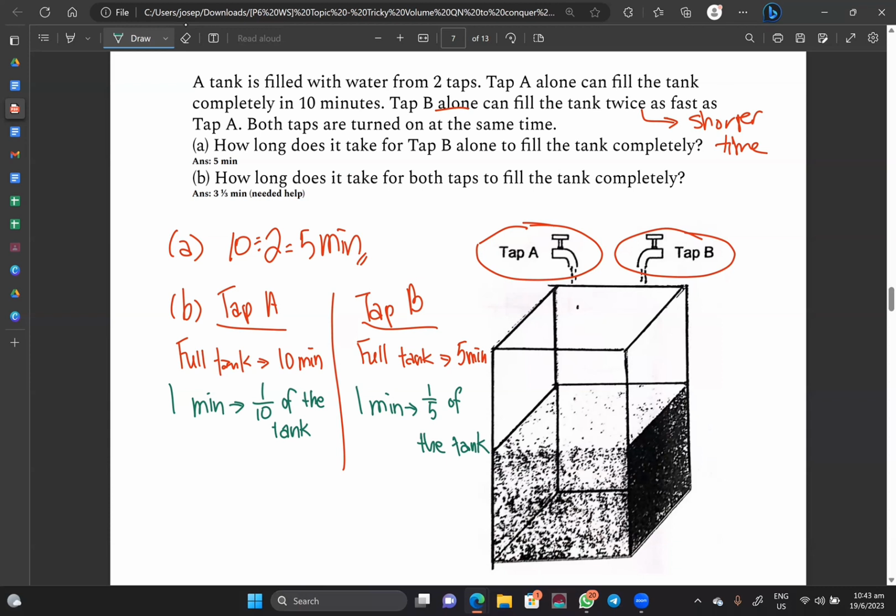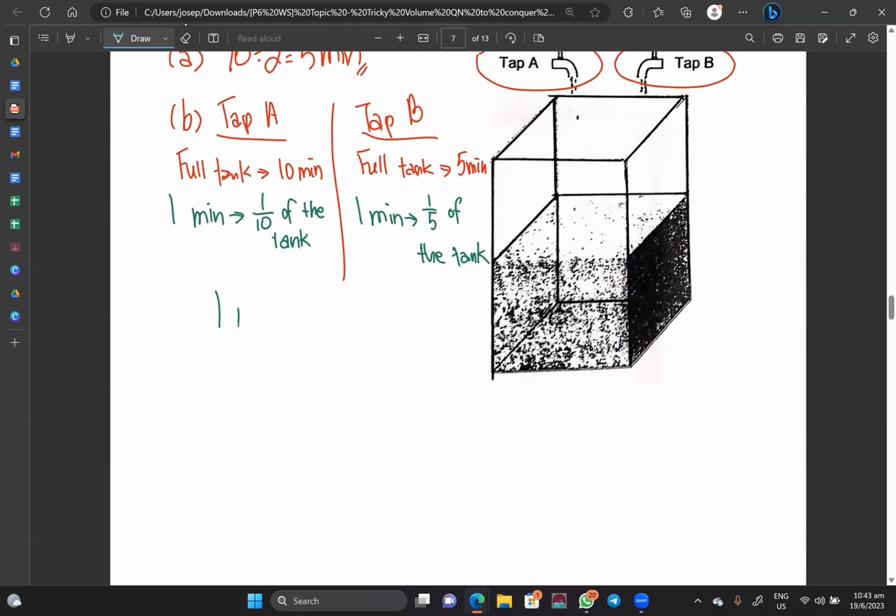Whenever they do this, you have to understand this because I'm going to switch on both tap A and tap B together. So if both are switched on, isn't it true to say that in 1 minute I will have 1/10 plus 1/5 of water from each of the taps going into the container? Do you understand? So when I do 1/10 plus 1/5, it will give me 3/10. So in 1 minute, 3/10 of the tank will be filled.